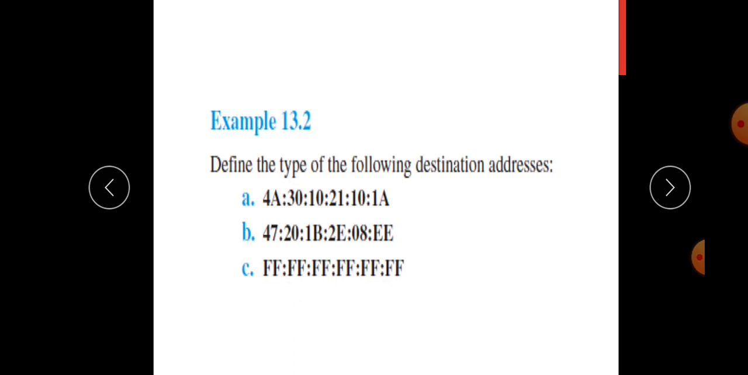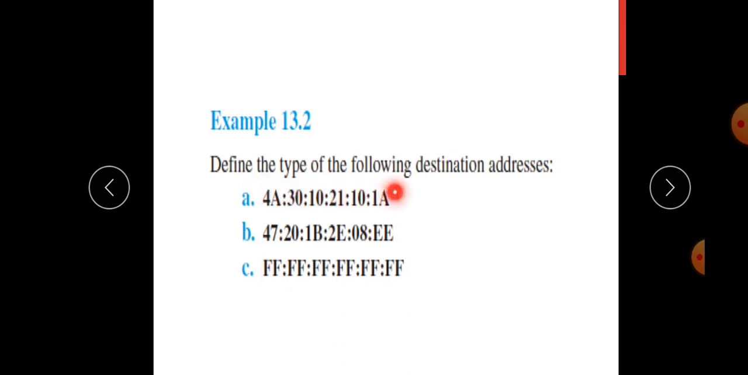To find the type of the address, we have to look at the second digit from the left. That is, we start from the left and consider the second digit. If it is even, the address is unicast. If the second digit is odd, then it is multicast. And if that digit is F, the address is broadcast.